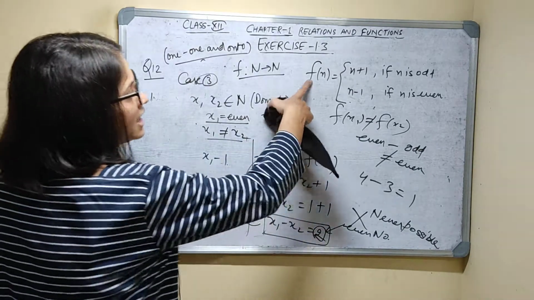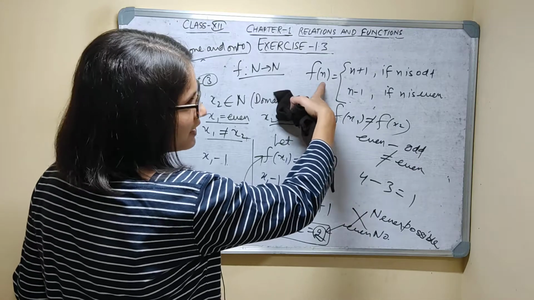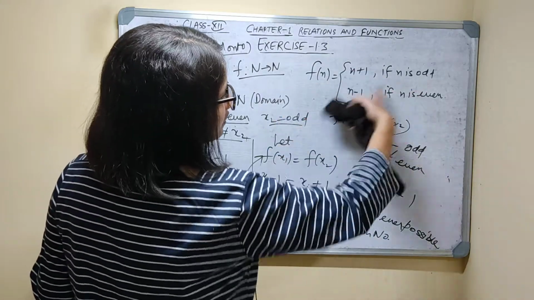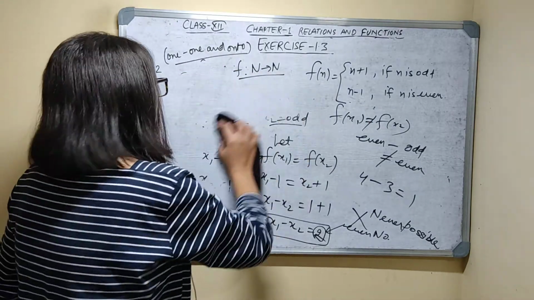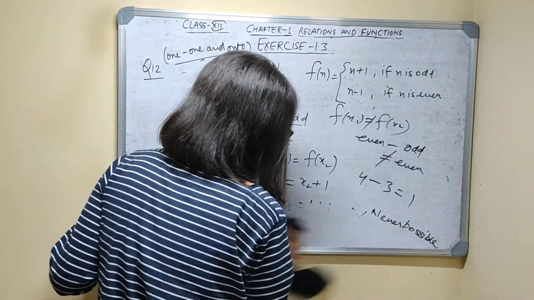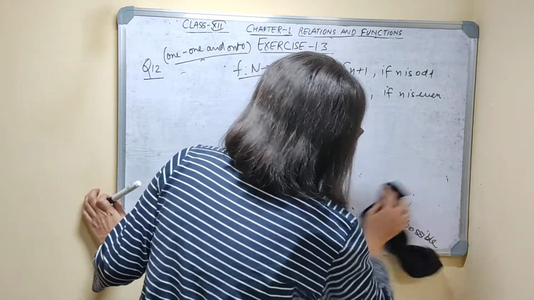Is it clear? And here f of n is given. Don't get confused, here you can take f of x also. f of x is equal to x plus 1 if x is odd, x minus 1 if x is even. Now you have to prove that it is onto also. It is onto also, I will tell you.